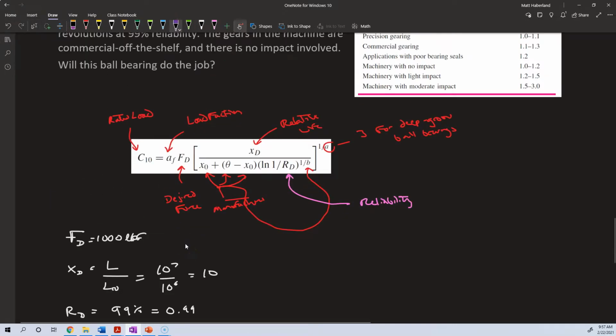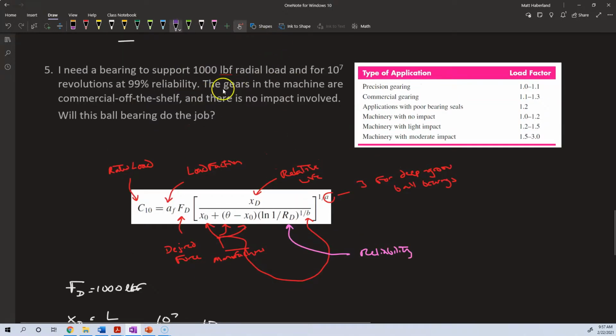And the last thing we need is this load factor, and that's what I provided this information here for. It says the gears in the machine are commercial off the shelf. We've got commercial gearing. That suggests a load factor of 1.1 to 1.3. It says machinery that has no impact, 1.0 to 1.2. Let's use a factor of 1.2 to be in the middle of this range of commercial gearing. So let's say AF is 1.2.